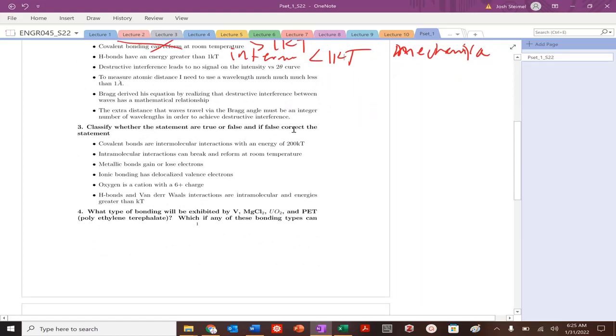Destructive interference leads to no signal on the intensity versus 2 theta curve. True, but to be very precise, perfect destructive interference leads to no signal.